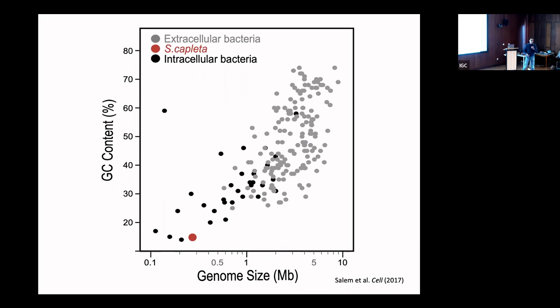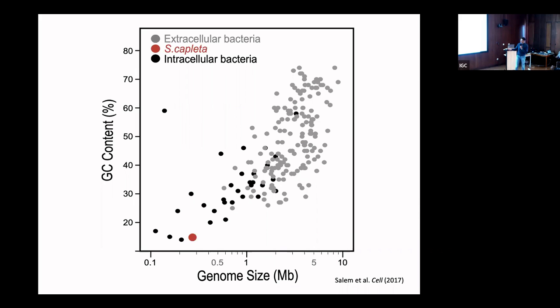Basically, the minimal number of genes that you need to live outside of a host cell. Stammerer doesn't have just a little bit fewer genes than Mycoplasma genitalium. It encodes half of these genes. So half of the genes that were previously characterized as necessary for a minimal life outside of a host cell are annotated in this symbiont. But what is it doing?